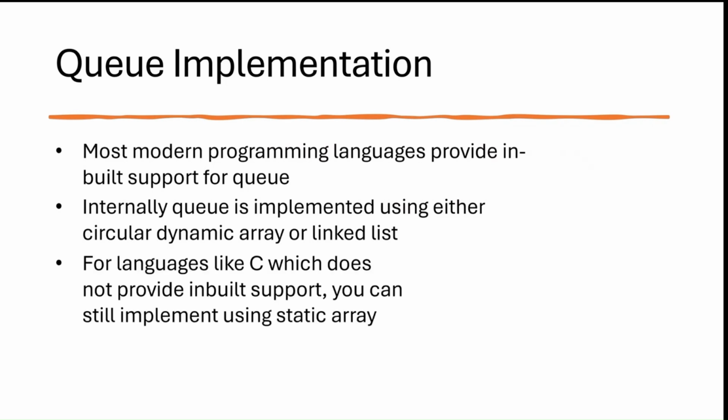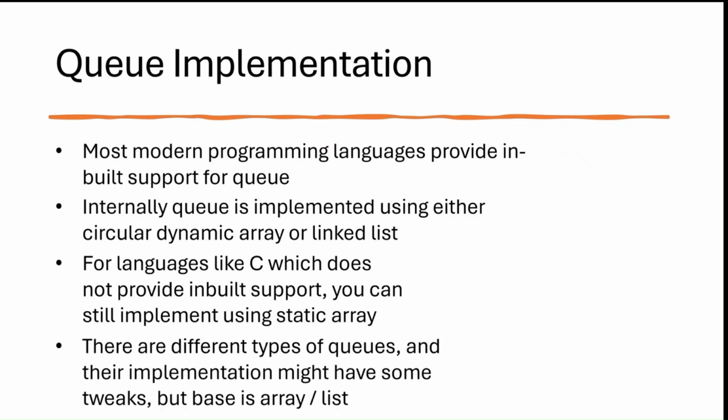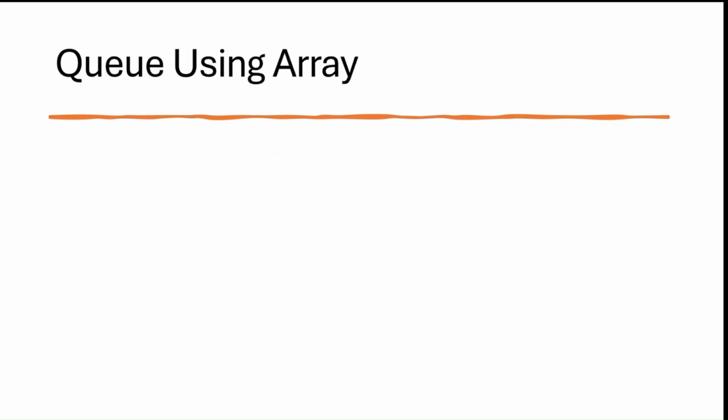For languages like C, which do not provide inbuilt support, you can still implement it using a static array, but it will have the same problem we faced in the linear queue. There are different types of queues and their implementation might have some tweaks, but the base is an array or list only. So let's understand the queue implementation using an array.